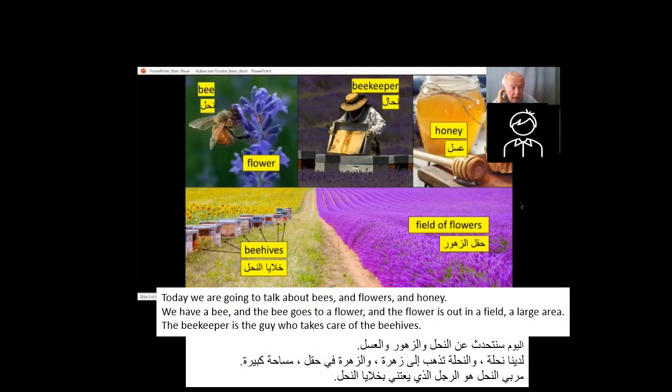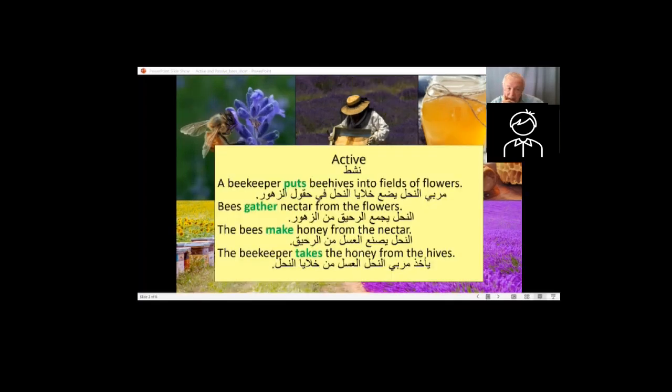Today we're going to talk about bees and flowers and honey. We have a bee, and the bee goes to the flower, and the flower is out in a field, a large area. A beekeeper is the guy who takes care of the beehives. A beekeeper, go ahead and read it. Yeah, a beekeeper.